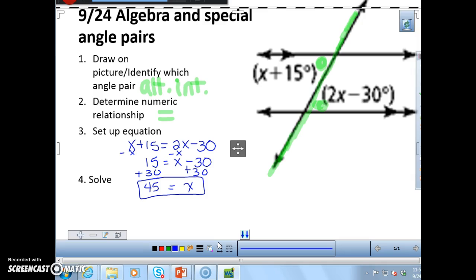If the problem says find the angle measures, what would we do to find this top angle here? What would we have to do if that's what it asked us? What is it?